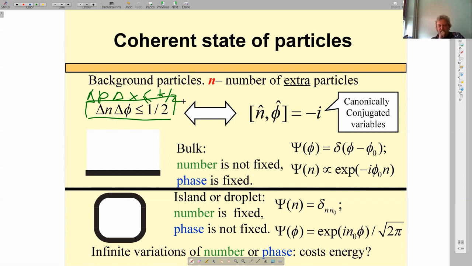Inspired by this equation, one can talk about the number of particles and the phase as operators with properties similar to momentum and coordinate. And we know that these operators, momentum and coordinate, obey canonical commutation relations. So one can assume that the same relation holds for the two operators of particle number and phase. Good. Having understood that, regarding it as a quantum uncertainty, let us understand two very limiting, very different cases.